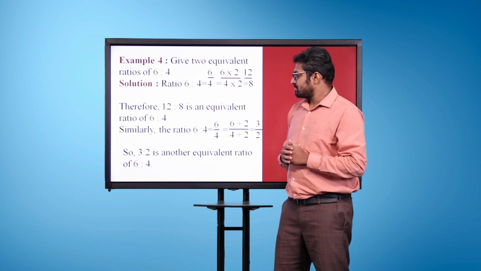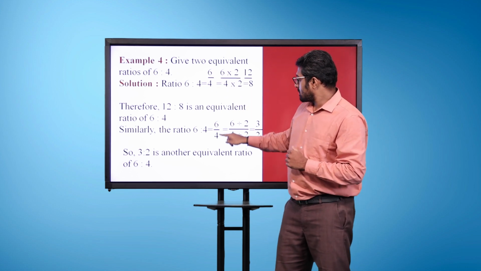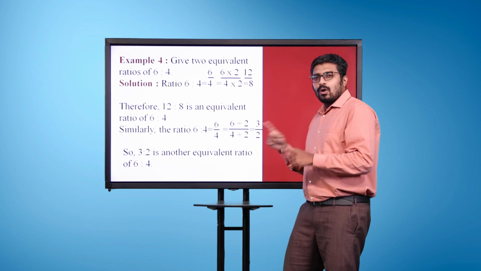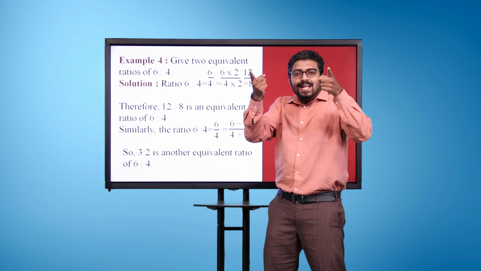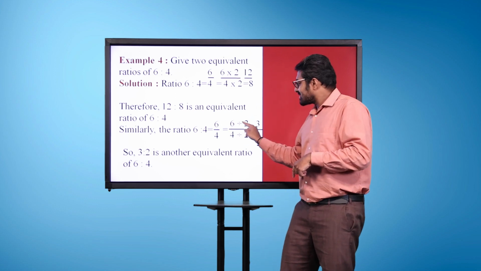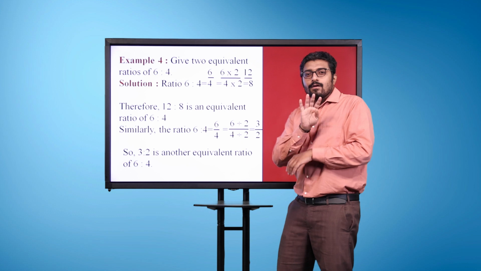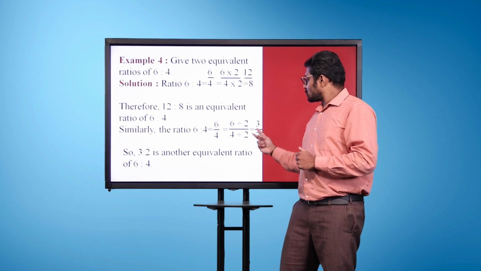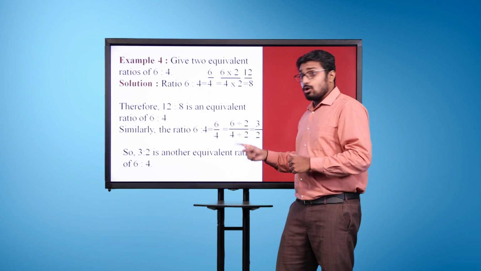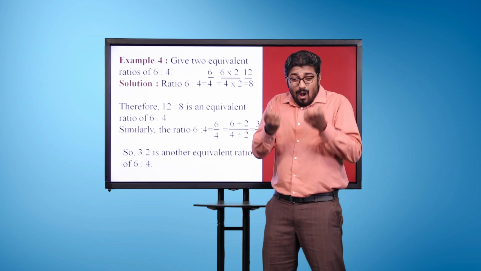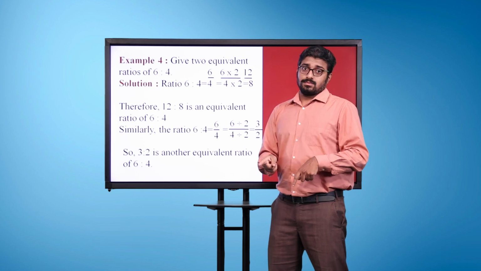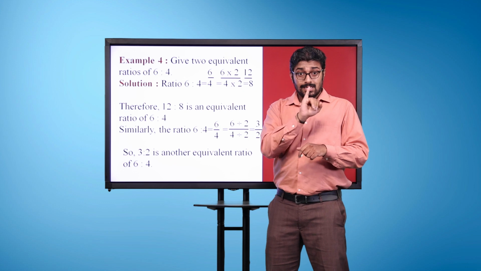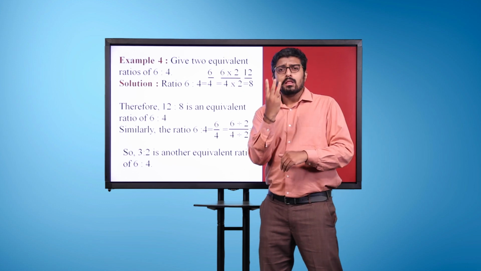Similarly, the ratio 6:4 is equal to 6/4 equal to 6 divided by 2 upon 4 divided by 2, which is equal to 3/2. So 3:2 is another equivalent ratio of 6:4.